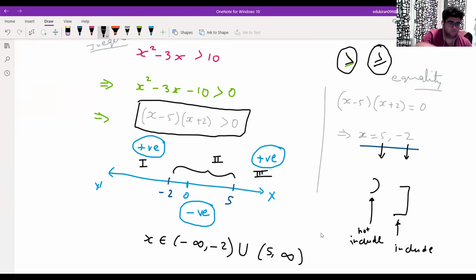So how do we get infinity? Because to the right, there is no limit. Now we can go to any extent. 5 to where? Till infinity. Third region is till infinity. So what about the U? What is U? U is the union. Union means this as well as this. Both. So x belongs to minus infinity to minus 2 and union 5 to infinity. Okay. So that's the final answer.